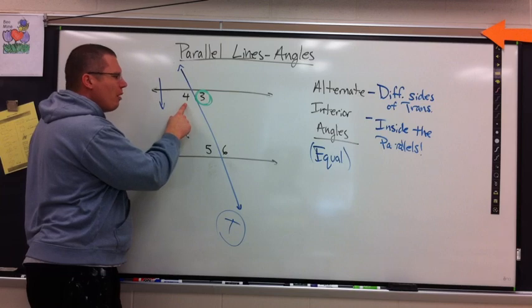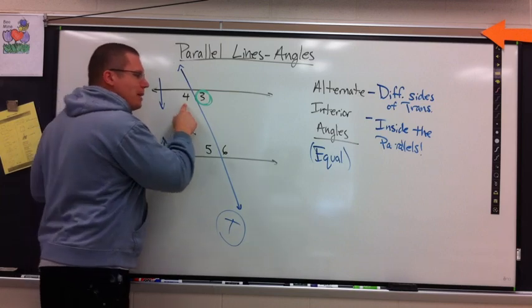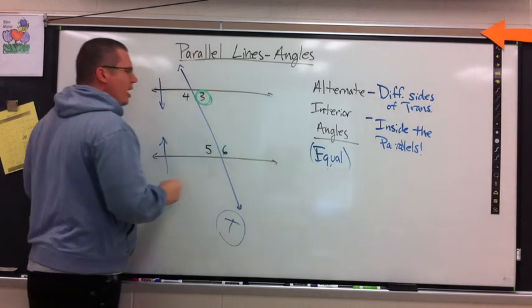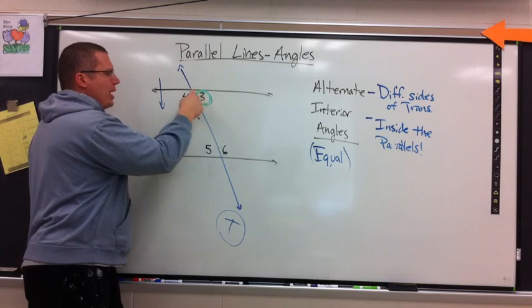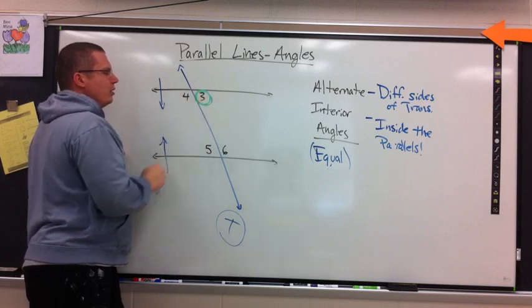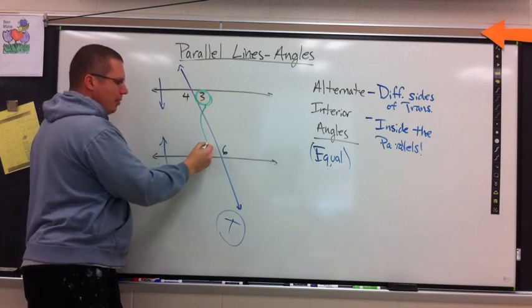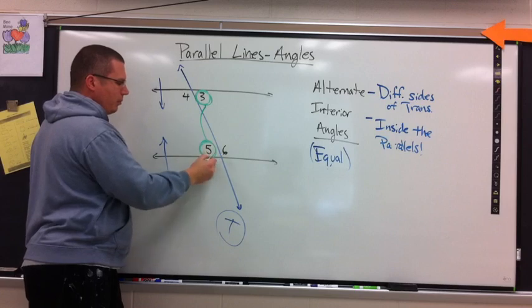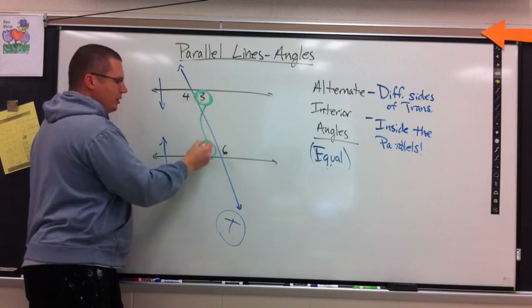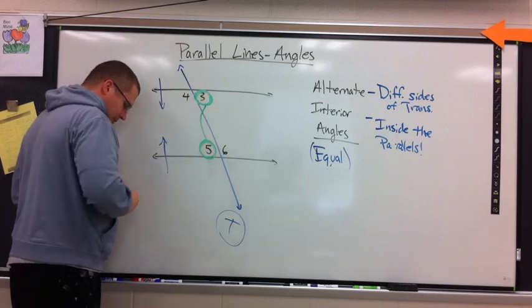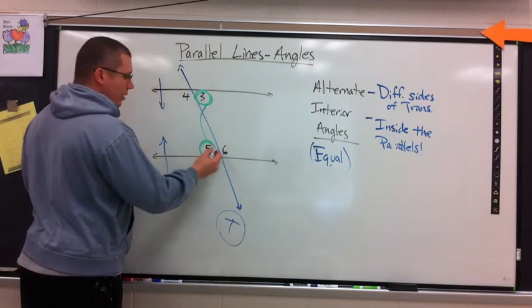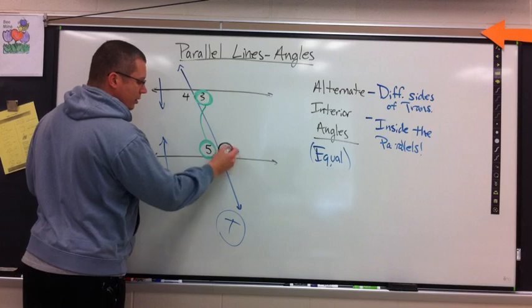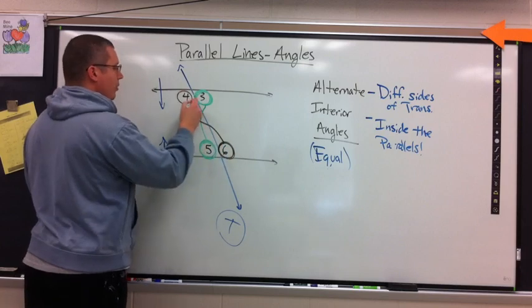Well, it's not 4, because remember they have to be equal. Equal in size. Alternate and interior. 4 is an obtuse angle, 3 is an acute angle. It has to be matched up with 5. 3 matches up with 5. What else do I have? Angle 6 matches up with angle 4.